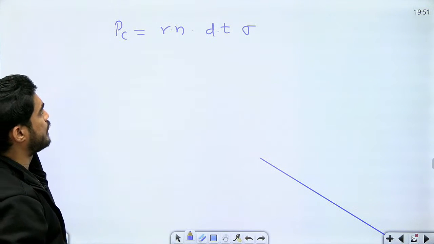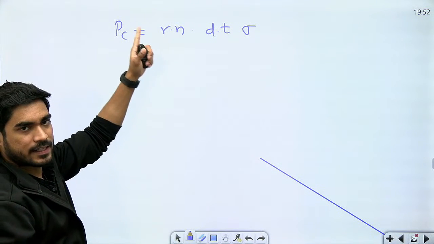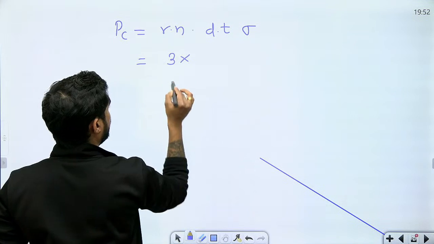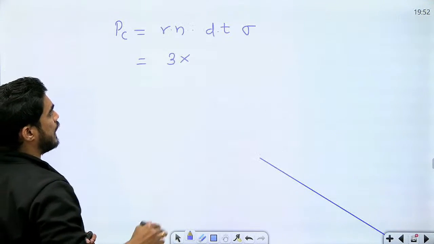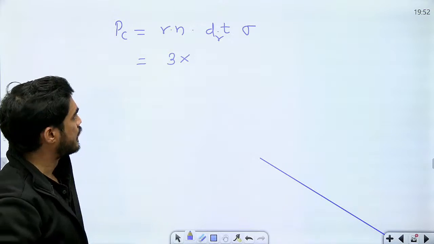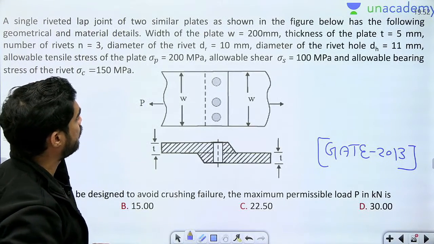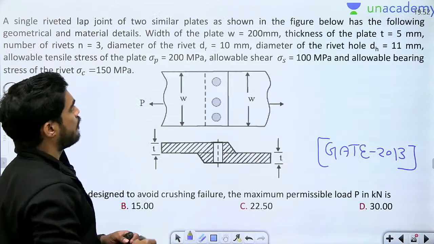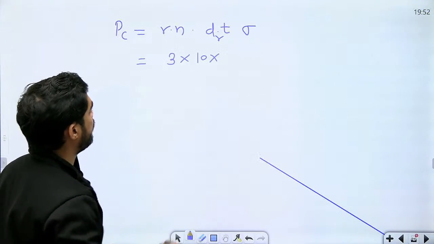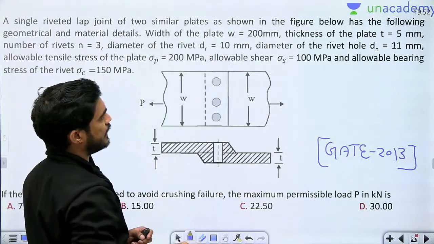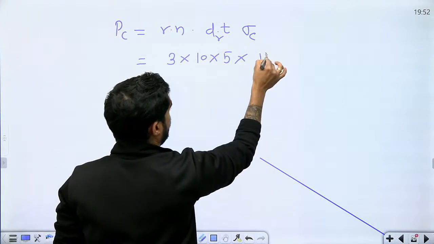This was the equation of Pc, beta. n means total number of rivets. So total number of rivets here is 3. What diameter will we take here? Here I am calculating crushing strength of rivet, so I will take the diameter of rivet. So diameter of rivet is 10 mm. Thickness of plate is 5 mm. And sigma c is 150.